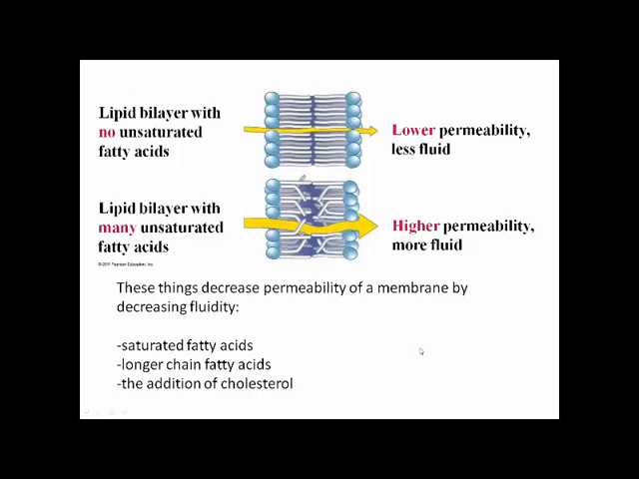Your membranes, both the plasma membrane and the intracellular membranes, maintain a very specific fluidity or permeability. Permeability is the ability to let certain things pass from one side of the membrane to the other. A lipid bilayer with no or very few unsaturated fatty acids is less fluid. Therefore, it can allow fewer things to easily slip through from one side to the other, and it has lower permeability. A lipid bilayer with many unsaturated fatty acids is going to be more fluid and have higher permeability. More stuff can pass from one side of the membrane to the other.